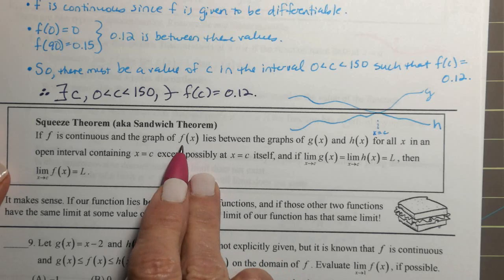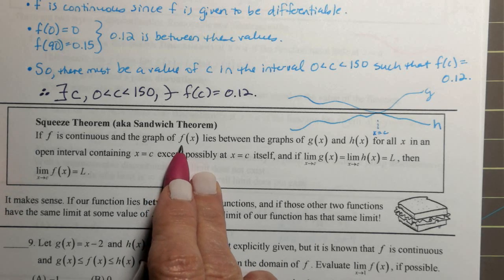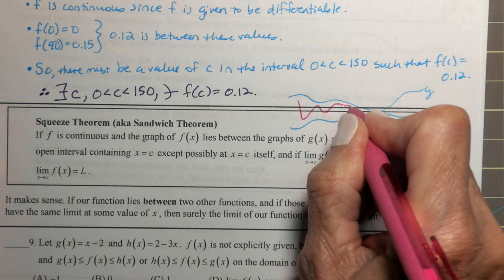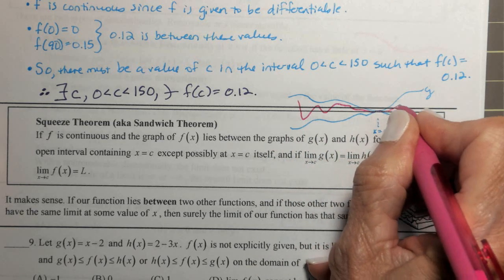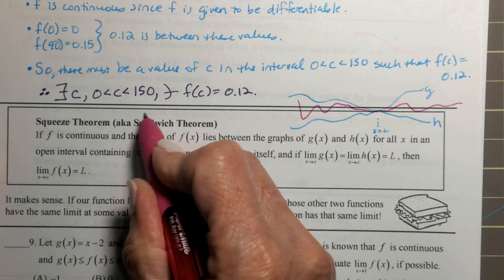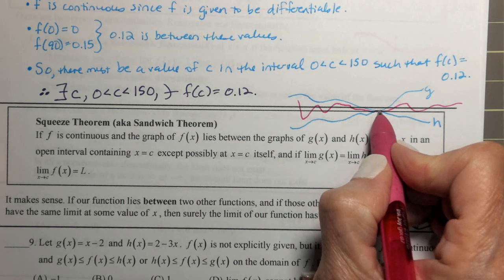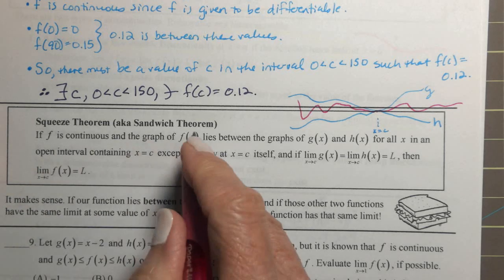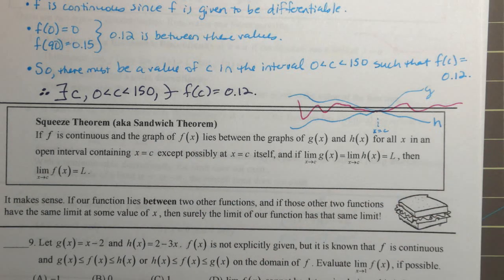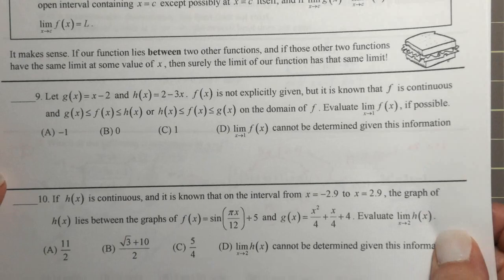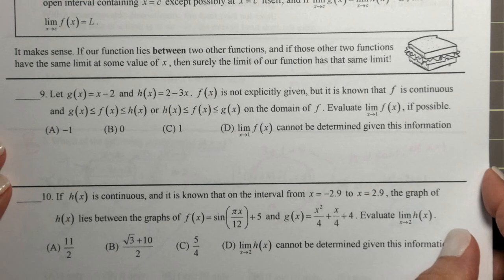F comes along, and I tell you that F lies between those two. So I don't know what F is doing, but F lies between those two. And if F lies between those two, it must be sandwiched or squeezed between them right there, right? That's what I mean by the squeeze theorem or the sandwich theorem. It must be in there, okay? You will see these as multiple choice questions, okay?